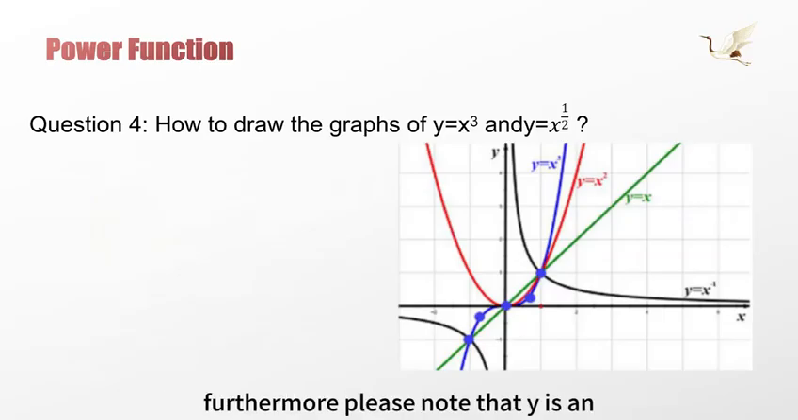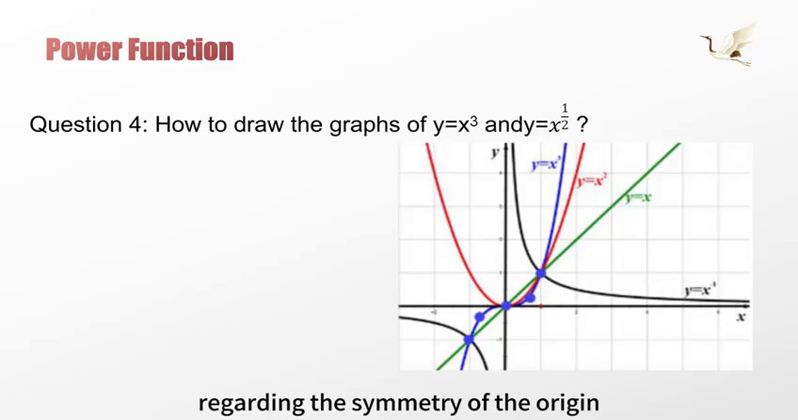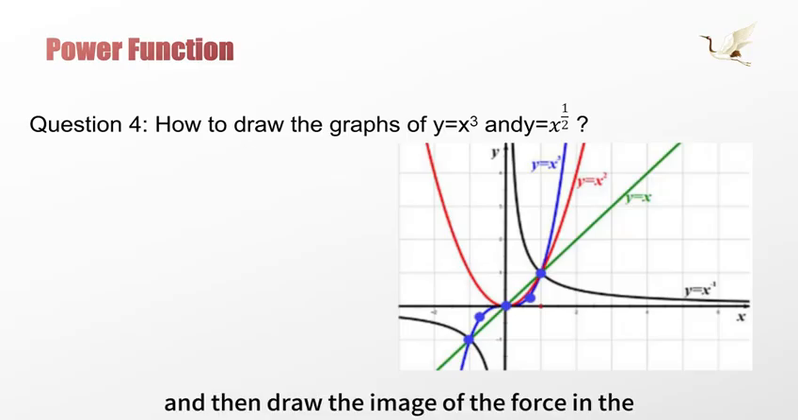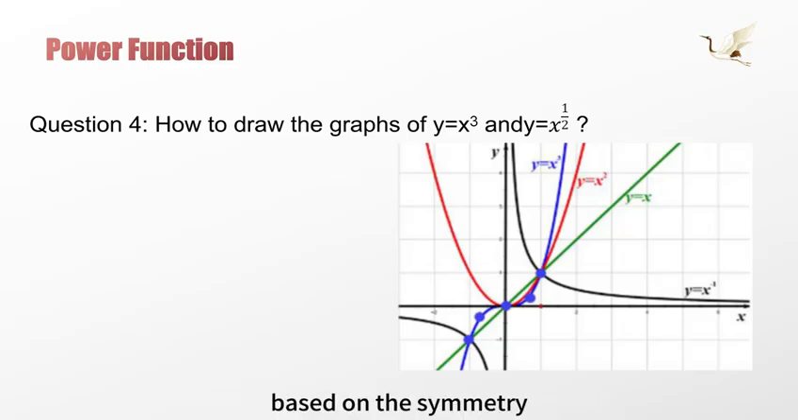Furthermore, please note that y = x³ is an odd function, symmetric about the origin, so we can also first draw the image in the first quadrant, and then draw the image in the third quadrant based on the symmetry.